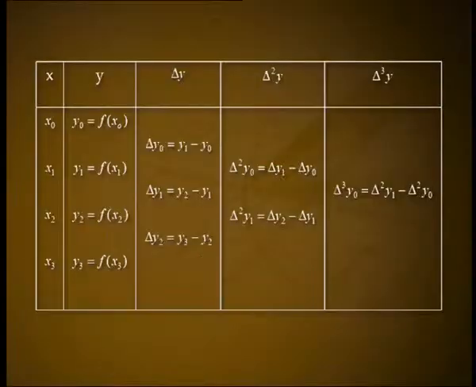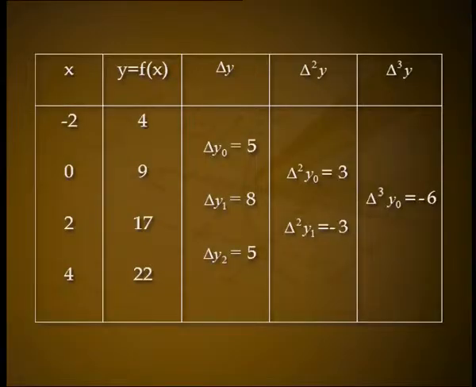Forward differences can be written in a tabular form as follows: x values x0, x1, x2, x3, y values y0 equal to f of x0, y1 equal to f of x1, y2, and delta square y values delta square y0 equal to delta y1 minus delta y0, delta square y1 equal to delta y2 minus delta y1, and delta cube y0 equal to delta square y1 minus delta square y0.